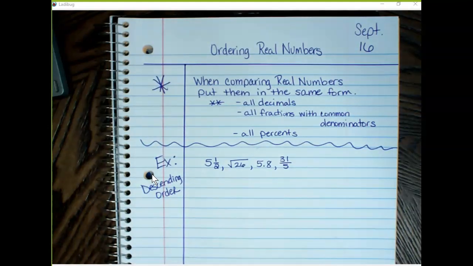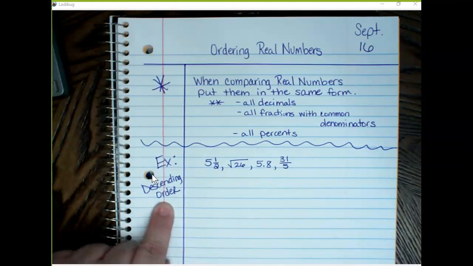Now, that's kind of hard to tell which one's bigger, which one's smaller. They all look different. It's kind of like comparing apples and oranges. I need to get them all the same. But I also need to know, is this going least to greatest or greatest to least? What does descending order mean?